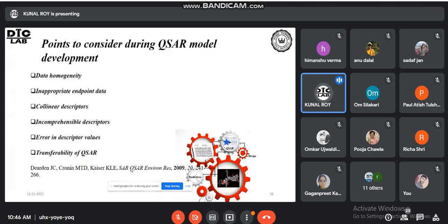Transferability: the model that is being generated should be transferable and reproducible by other groups also. The applicability domain should be checked, because the model that is generated should not be used universally without considering the domain of applicability, because QSAR is based on the similarity principle. So the query compound should be similar to the training compounds. Anomalous compounds may not fit the model, and they may be outliers. So if they are removed, an appropriate reason should be cited.